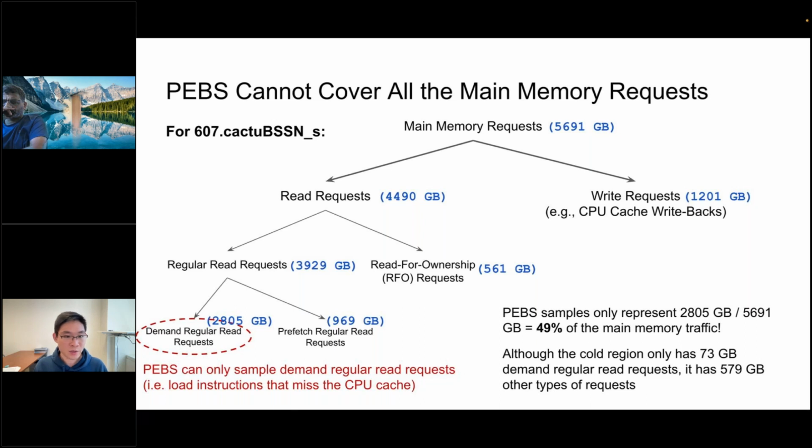In that case, we still have this problem because, for example, if a page has a lot of CPU cache write backs and a lot of prefetch requests, but doesn't have many demand regular read requests, then if you just use PEBS, that page might seem to be cold, but it is actually a hot page and should be placed in the fast tier. Yeah, I agree with that.